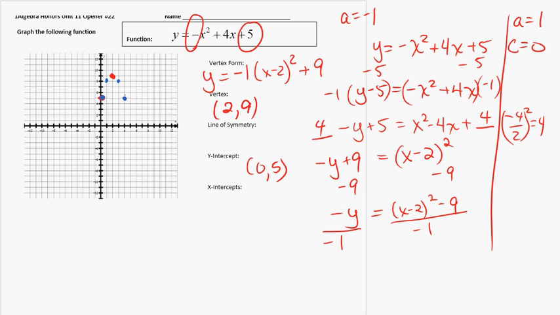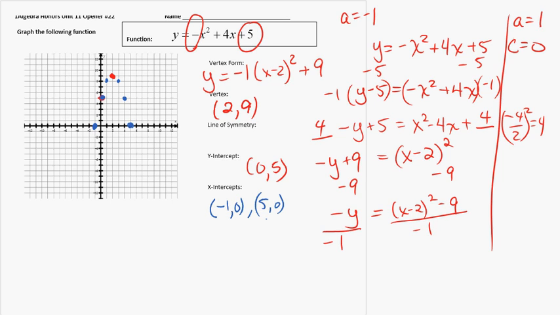Now where are my x-intercepts? Maybe I get lucky. Over 1, down 1, 2, 3, 4, 5. I do. So I could use my pattern to find those. So I know my x-intercepts are at (-1, 0) and (5, 0). But what if we weren't so lucky? What if we wanted to find it algebraically?